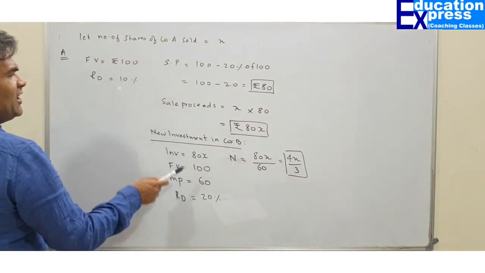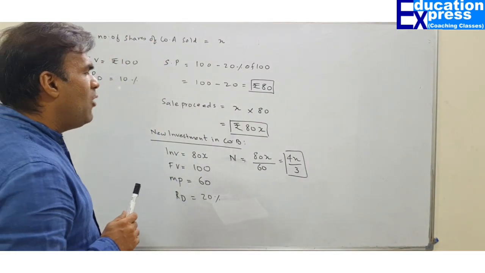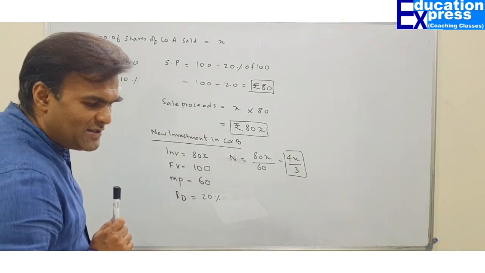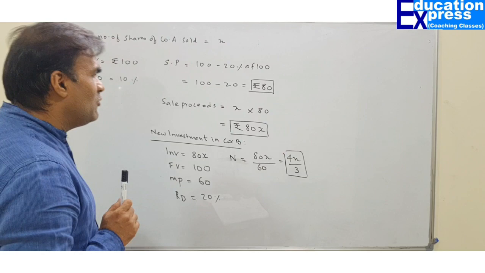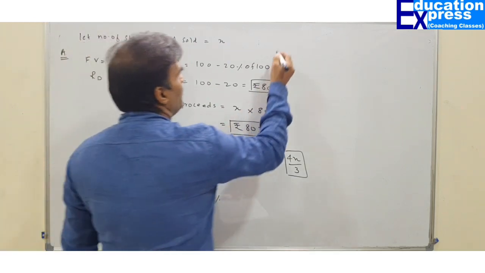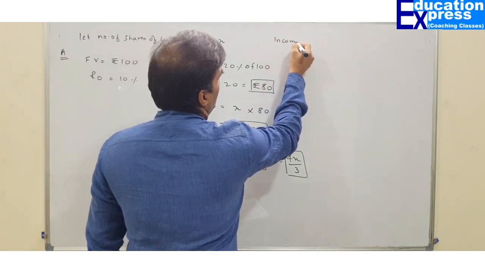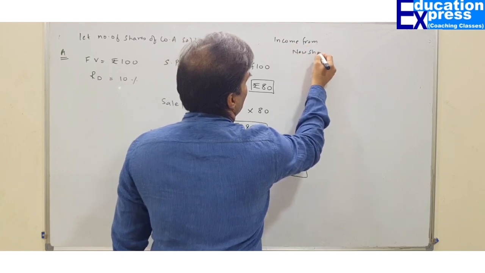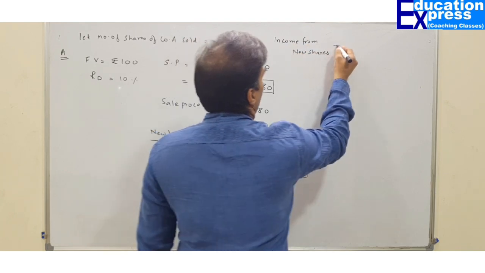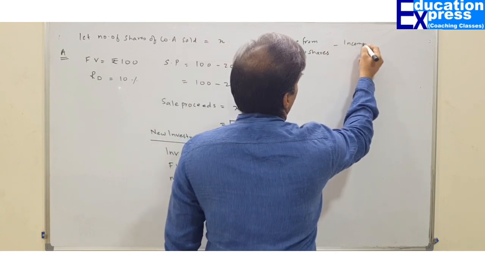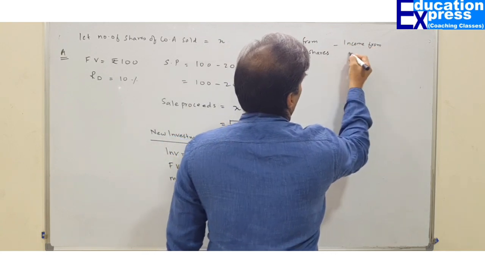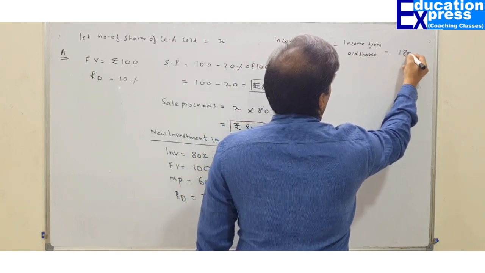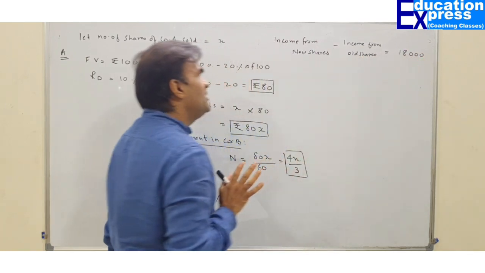Now because of this change, his income has increased by how much? So the income has increased by 18,000 rupees. That is what is mentioned. So income from new shares minus income from old shares equals 18,000. This information is given to us.